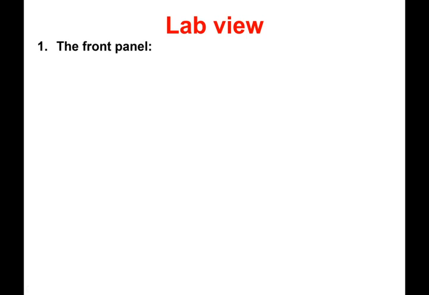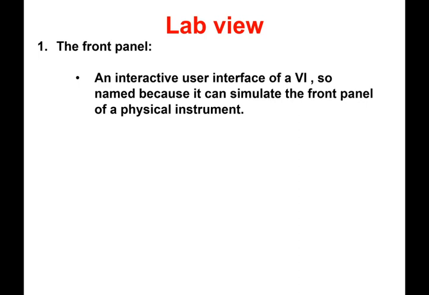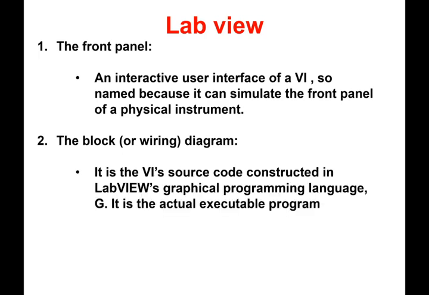The LabVIEW VI has different components. The first component is something called the front panel, which is an interactive user interface of the VI. It is named because it can simulate the front panel of a physical instrument. And the block or wiring diagram, which is your playground essentially. It is the VI source code constructed in LabVIEW's graphical programming language, G. It is the actual executable program. So whatever code you write for LabVIEW is called the G code, right?